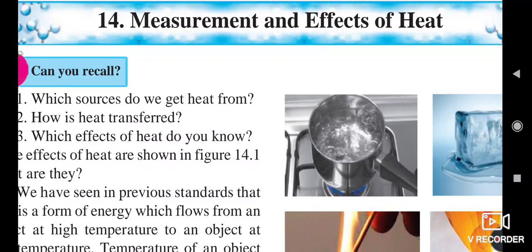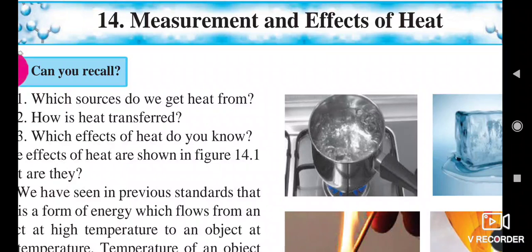Okay, and some devices like thermometer, calorimeter, and some equations for measuring heat in a variety of ways. Okay, and some formulas or science of heat and temperature.